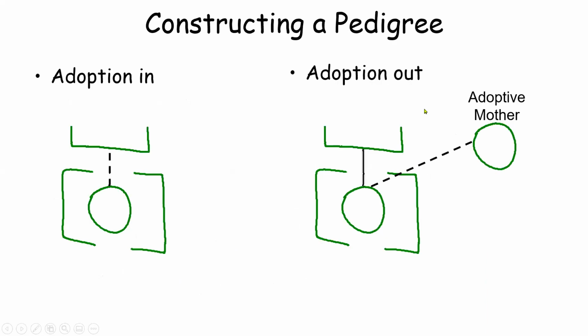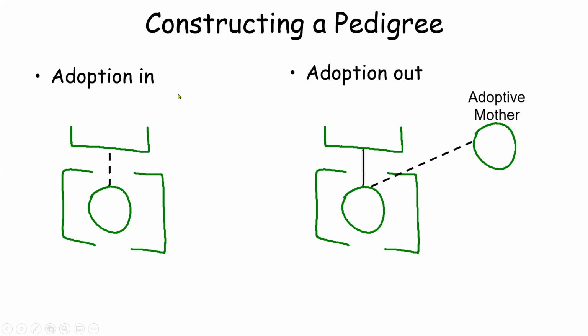Okay, adoption. You don't really see this in problems, and I'm not going to put out any examples where this is in the problems. But if you were interested in creating your own pedigree and you have adoption in your family, there is a distinction between adoption into the family versus adoption out of the family.